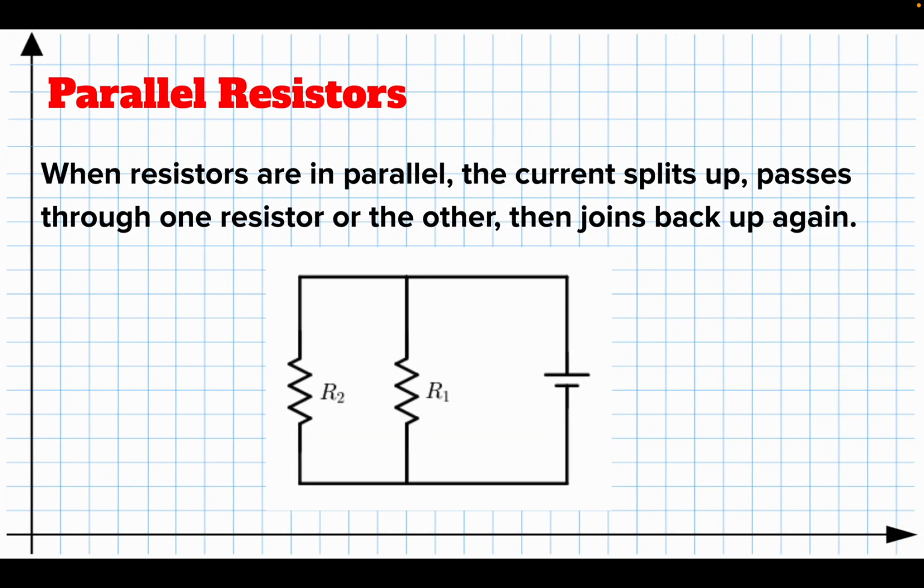Now, the other way we can arrange resistors is what's called parallel. Parallel means that as the current comes out of the battery, it splits up. Some of the current goes through one resistor, and some of the current goes through the other resistor. It doesn't all go through the same resistor.